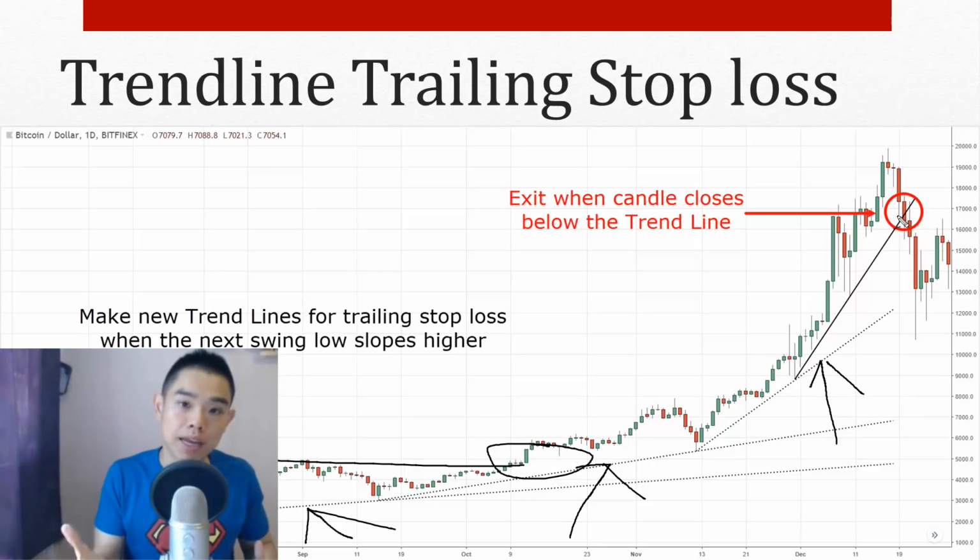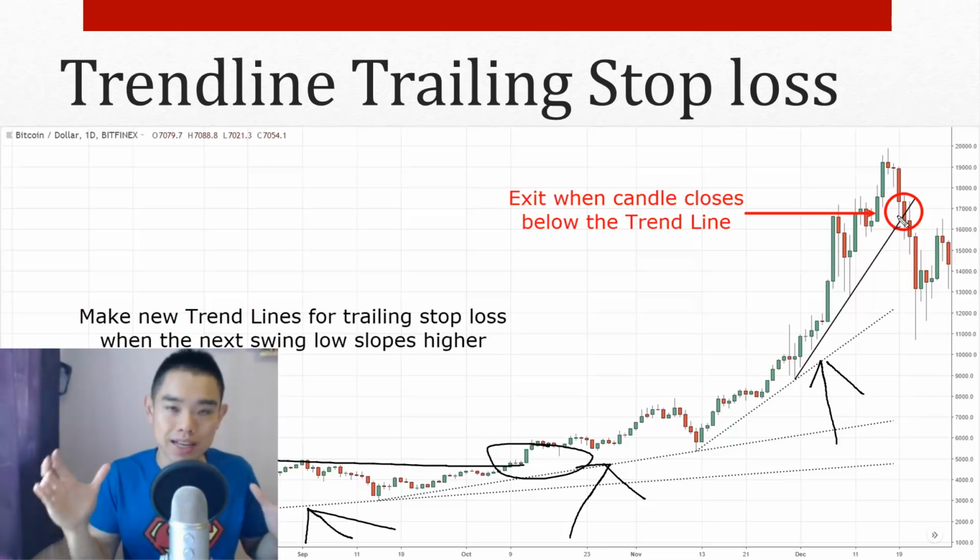You can still enjoy the upside, but at the same time, when the market shows signs of reversal, when it's showing signs of getting weaker, this is where you bail out of the trade. And this is where using a trailing stop loss with a trend line will help you exit the trade and still protect a huge chunk of your open profits.